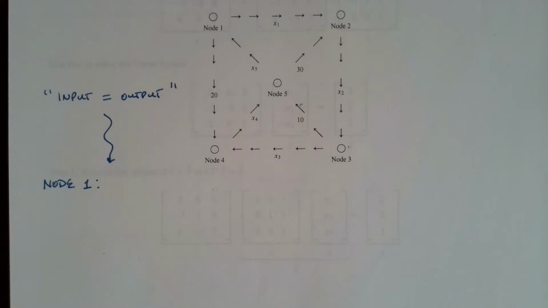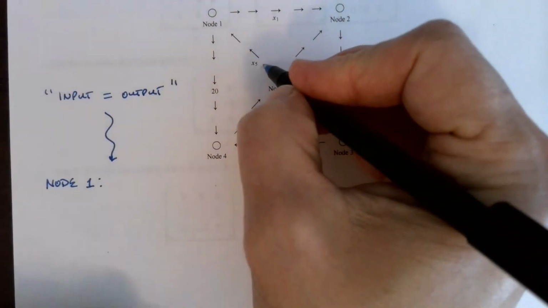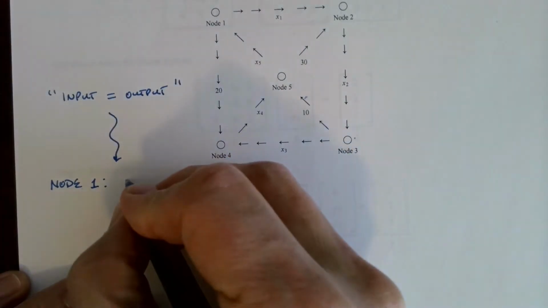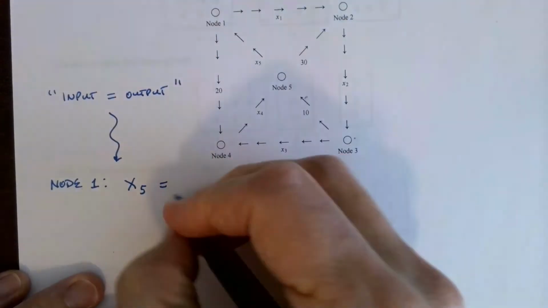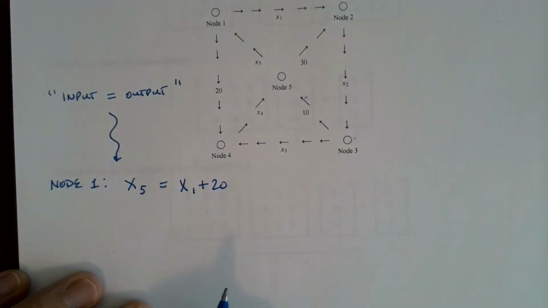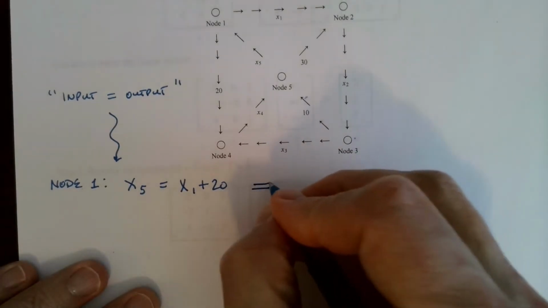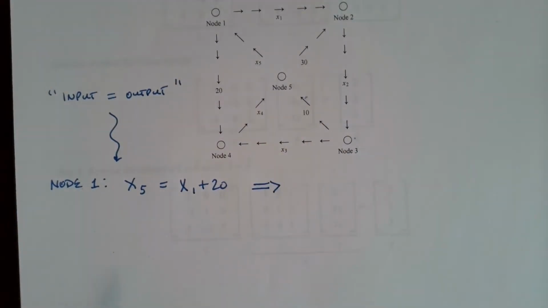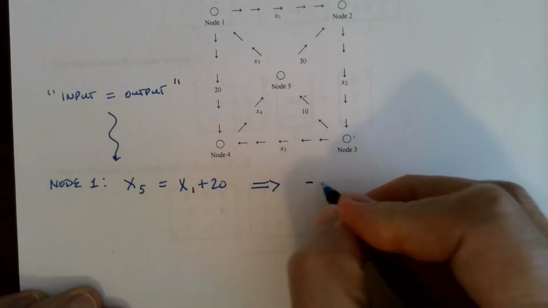If negative, it's the opposite direction. So node 1, I've set it up. What's going in? I've got x of 5 going in, so I'm going to put that on the left, equals what's going out. What's going out is x of 1 plus 20, right, going from node 1 to node 4. Now, that's the equation from that node, but I'm going to rewrite it in the form I need for the system of linear equations. When we plug it in and get the augmented matrix, I want to have all the variables on the left-hand side, so I'm going to subtract the x of 1.